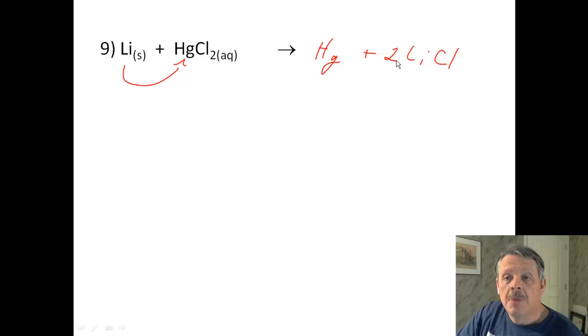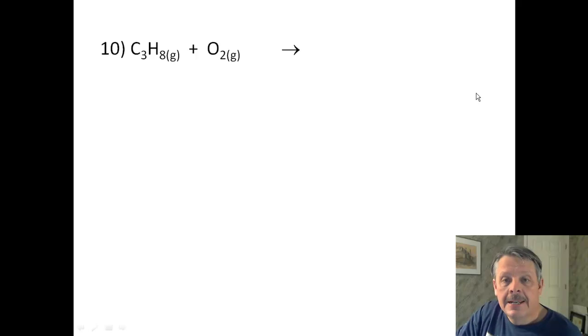Now when I balance the equation, I have to have 2 lithium chlorides because of the 2 over here, which means I have to have 2 lithiums to make that happen. And my mercury, if you remember, look at your periodic table in class. If you remember, mercury is blue. It is a liquid. So mercury is a liquid. It's the only liquid metal that's out there. And lithium chloride will be aqueous because it's still in solution. Okay, that's number 9.